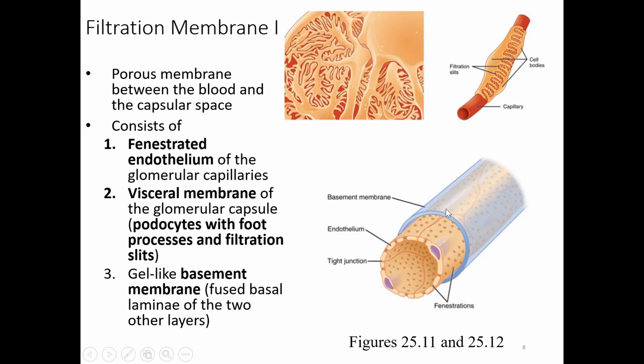Then there is gel-like basement membrane. And on the outside, right here, there will be podocyte cells sitting, podocytes. They have their foot processes, and between the foot processes, there will be filtration slits. So both the fenestrations, basement membrane, and filtration slits allow water and small substances to cross it and prevent blood cells and proteins from crossing it.